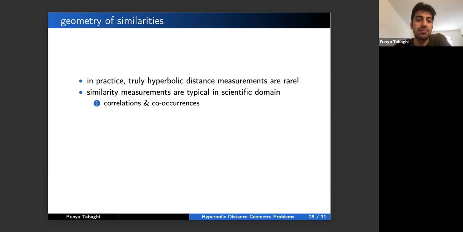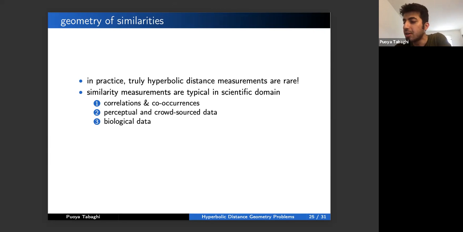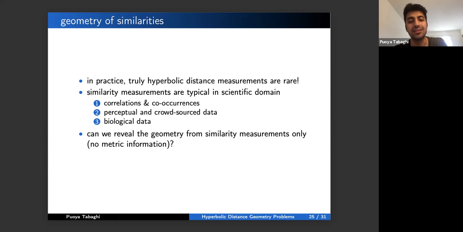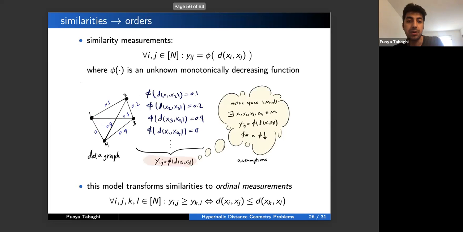And there are so many examples of similarity measurements. You can think about correlations and co-occurrences. You can think about perceptual crowdsourced data. You can think about lots of biological data where you measure the activity of neurons, for instance, and compare them together. And the question that we're asking is, can we reveal the underlying geometry of these similarity measurements? And we're not going to use any metric information. We don't know the pairwise distances between these entities. So this is a general question, and we have quite a bit of theory about it, but I just want to convey the basic ideas that we are thinking about.